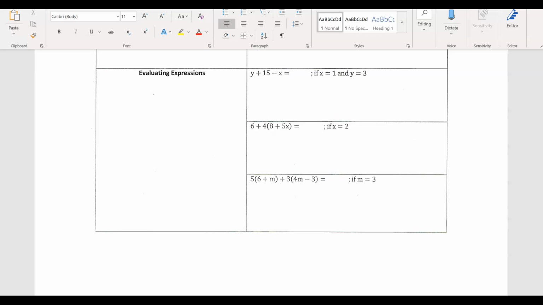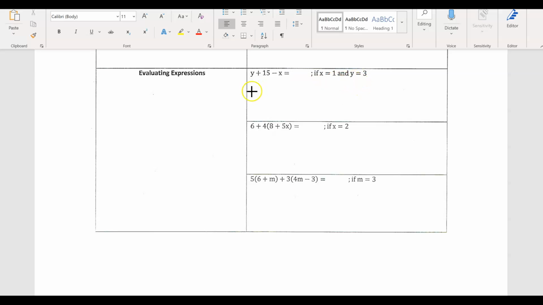Okay, so what's happening here is we're not solving anymore. Notice the directions have changed. Now we want to evaluate the expression. So I'm going to substitute in 1 for x and 3 for y. So right here where I see a y, I'm going to replace that with the number 1. I still have plus 15. And instead of minus x, they're telling me that y is 3, not 1.